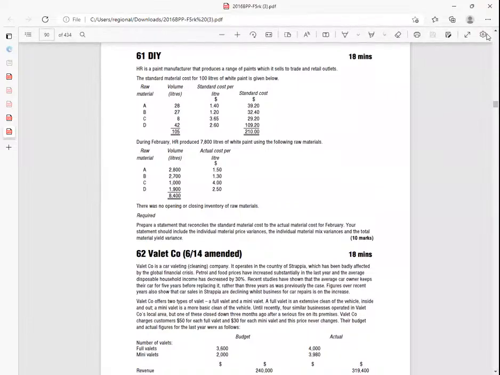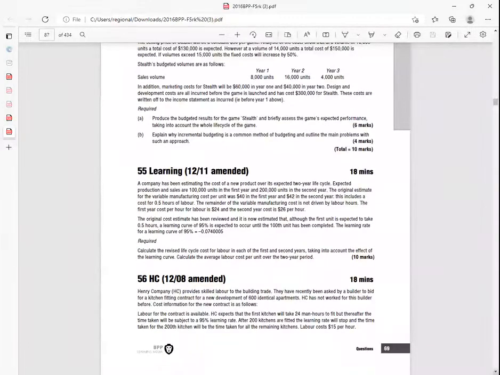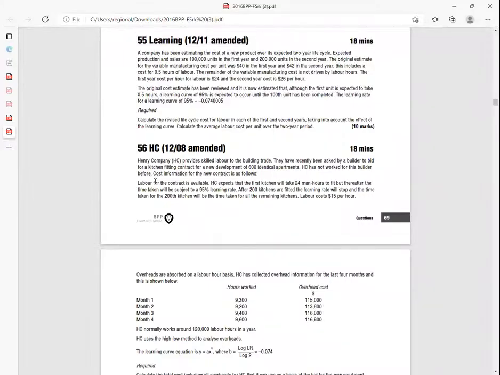Okay, let's start with this question here, question 56. They're telling us Henry Company provides skilled labor to the building trade. They have recently been asked by a builder to bid for a kitchen fitting contract for a new development of 600 identical apartments. HC has not worked for this builder before. Cost information for the new contract is as follows. Labor for the contract is available. HC expects that the first kitchen will take 24 man-hours to fit, so that is A, but thereafter time taken will be subject to a 95% learning rate.